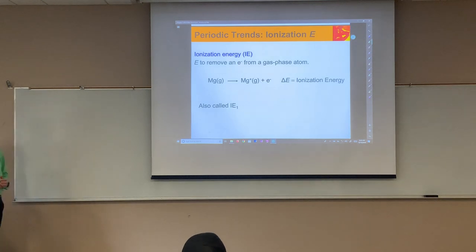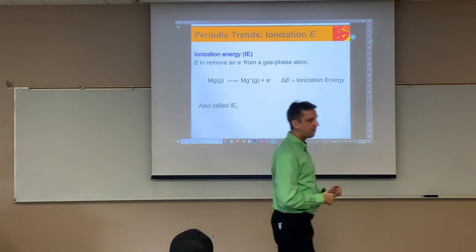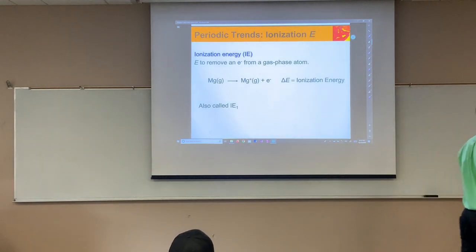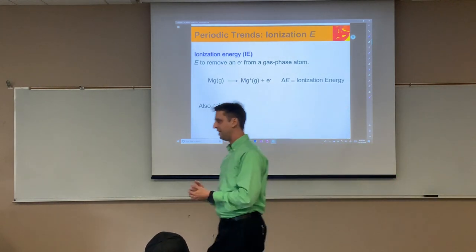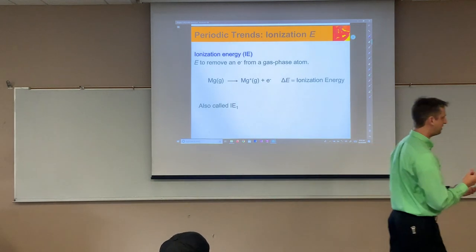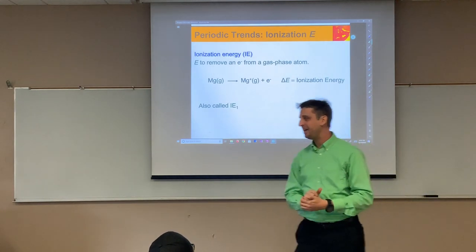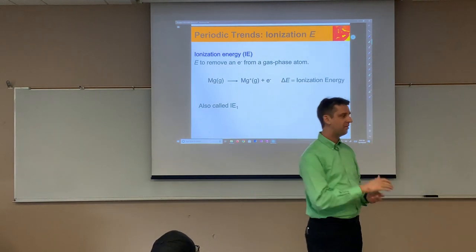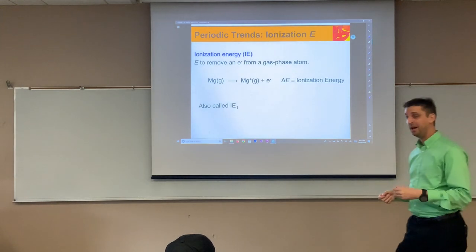All right, so radius is our first important periodic trend. And like I mentioned, it's the one that I'm going to use to explain all the other ones. For those of you who 100% understand the idea of atomic radius, you can kind of stare off at the wall for the next 30 minutes or so, because I'm going to relate everything back to that, okay?